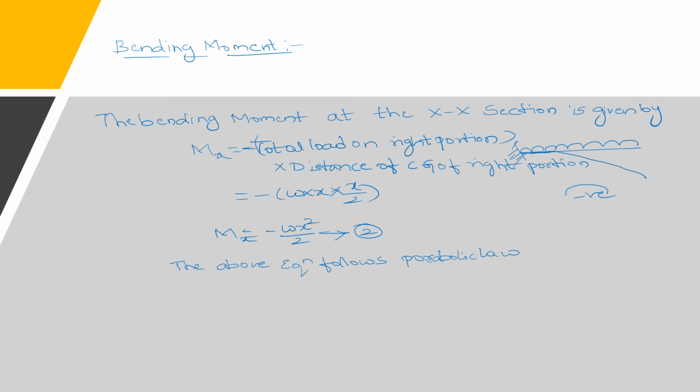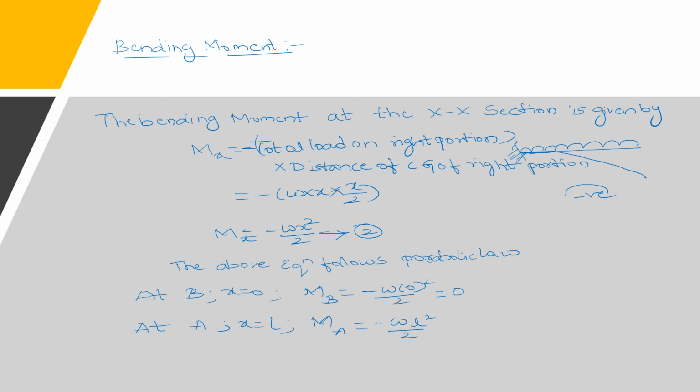And now calculate the bending moment at B and bending moment at A. So at B, substitute x equals 0. Then bending moment at B, M suffix B. So in this total equation, in place of x, substitute 0. Then we'll get the total bending moment at B is 0. And similarly at A point, substitute x equals L. Then bending moment at A is minus W into L square by 2. This is the bending moment values at A and B.